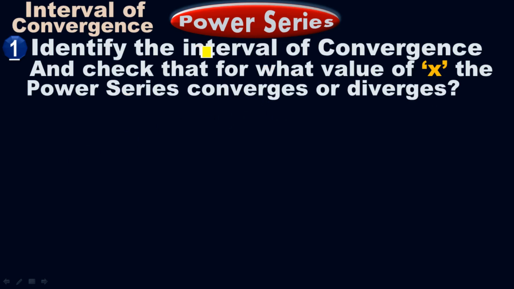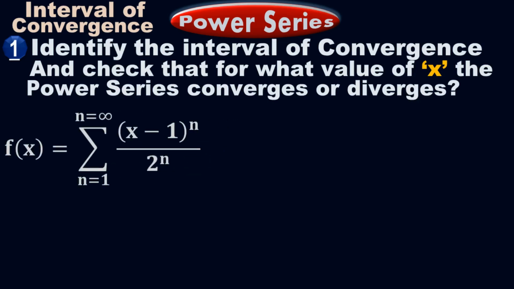First thing is to find the interval of convergence, and then we're going to check the value of x, whether the power series converges or diverges for that specific value. Suppose my function f of x equals the summation of (x minus 1) to the n over 2 to the n, where n starts from 1 up to infinity. Now you might be confused: we have n equals 0, so why do we have n equals 1?